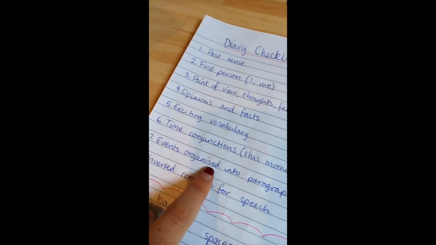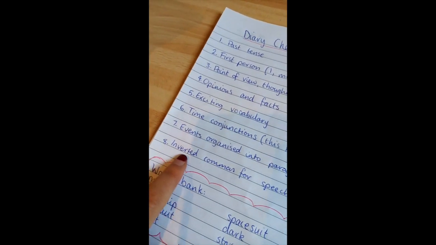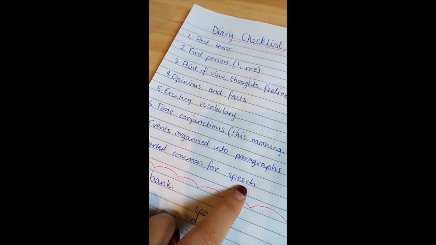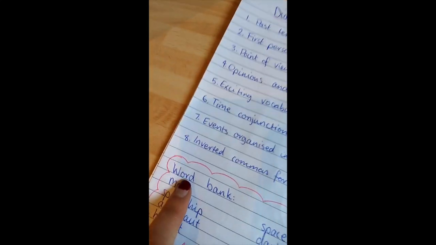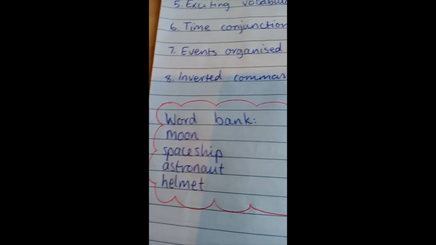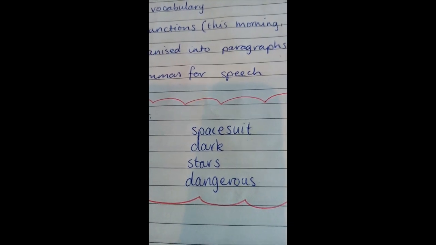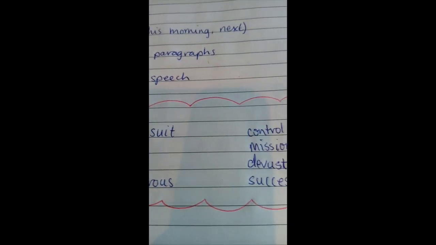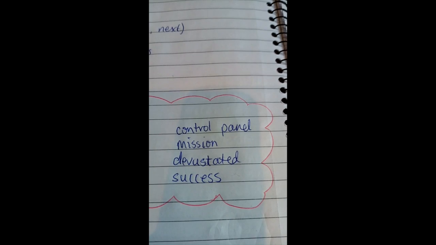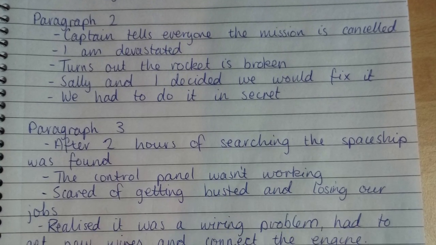Events need to be organised into paragraphs. The last one was inverted commas for speech between people talking. And of course, a word bank. So just some words that I've got in my diary entry that I'm going to be using. Gives me a chance to make sure that my spellings are accurate. Very important.